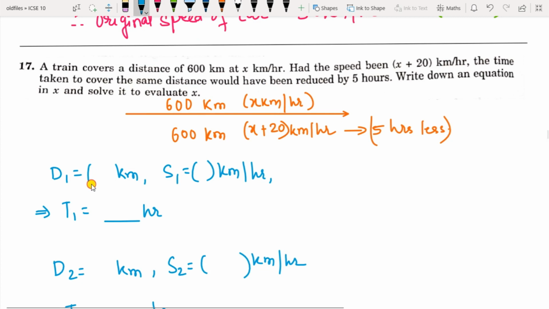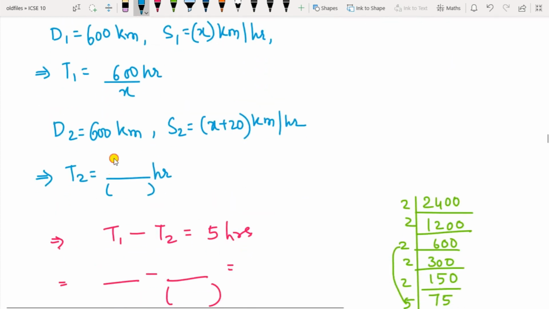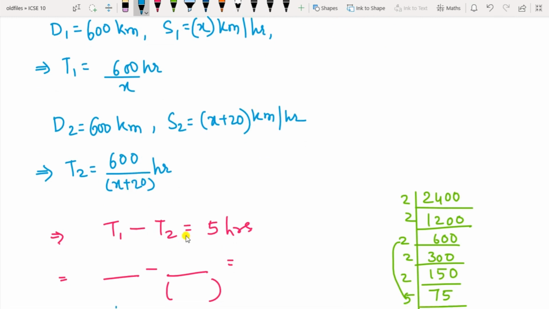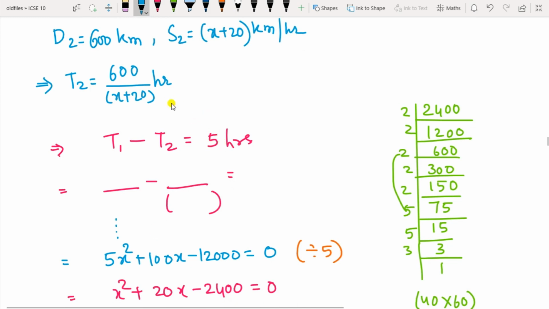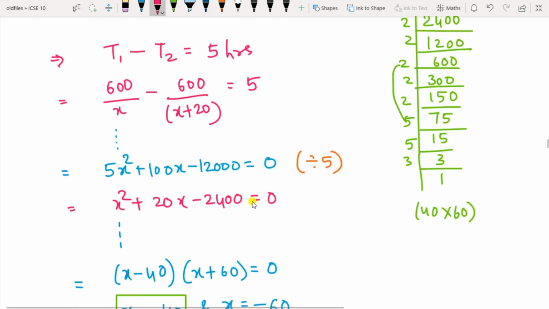D1 is 600 km, S1 is x, so time will be 600 upon x. D2 is again 600 km, S2 is x plus 20. Therefore T2 will be 600 upon x plus 20. So it is taking 5 hours less. In T2 is 5 hours less. So substitute the values. 600 upon x minus 600 upon x plus 20 equal to 5. Now this time is already given in hours, so no need to change here. It should be in hours only.